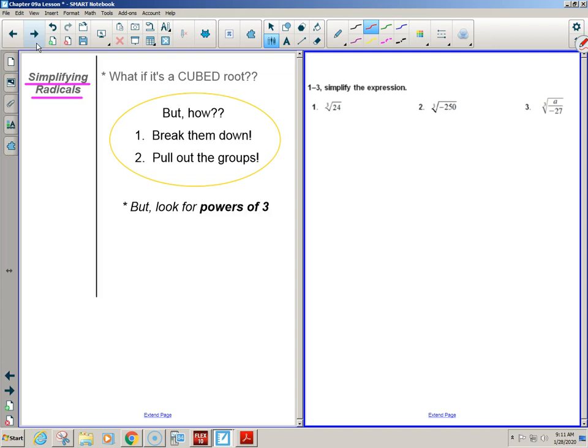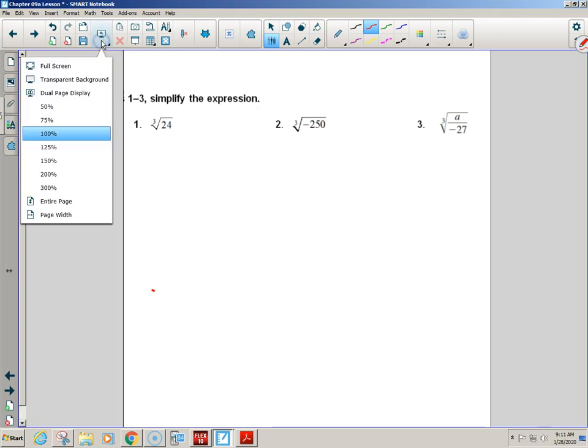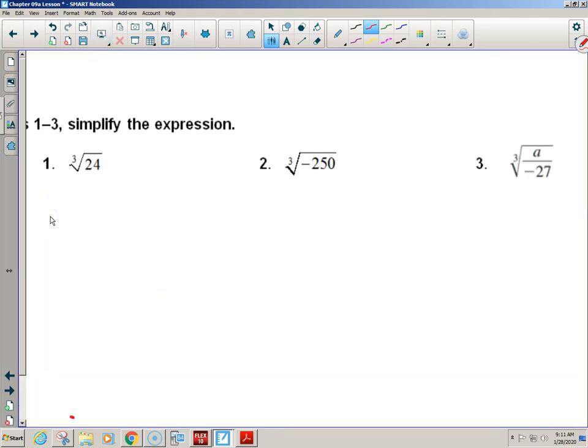Okay, do we have some perfect cubes? Yes. Are they as easy as perfect squares? No. So what we're looking for are powers of 3. Because 8 can be rewritten as 2 to the power of 3. 27 can be written as 3 to the power of 3. 64 can be written as 4 to the power of 3. We're looking for powers of 3. And if you remember from when we talked about it last time, I think I called them groups. Groups of 3. Let's go ahead and zoom in.